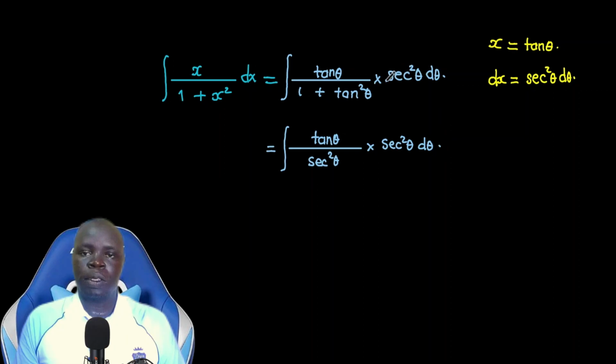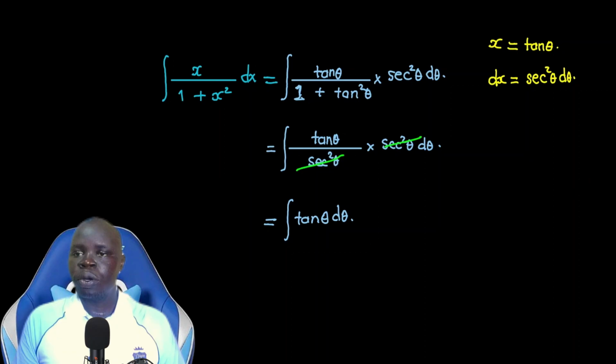If you also replace secant square theta with 1 plus tan square theta, it is also the same thing, and they will look the same as this down here. For now, we're replacing 1 plus tan square theta with secant square theta. So we can move on, and we cancel this denominator with this secant square theta, and we are only left with the integral of tan theta with respect to theta.